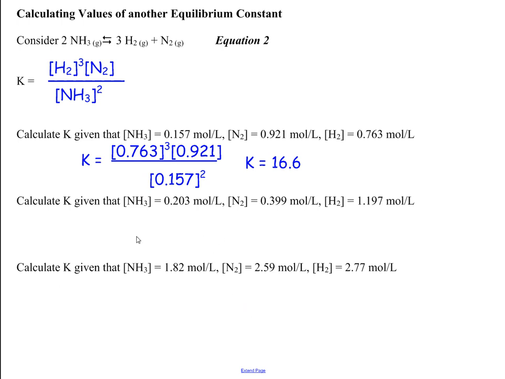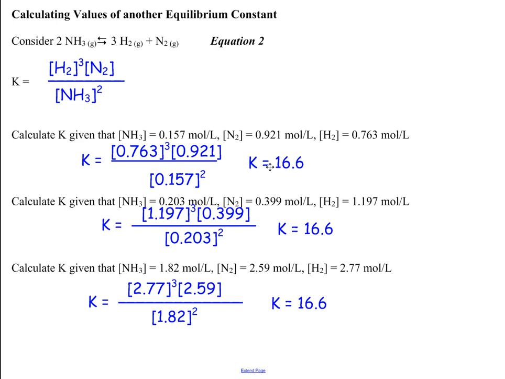Okay, so hopefully you've been able to figure out that all three of these are 16.6. The point is that the ratio of products over reactants for this equation at this temperature is always 16.6. Doesn't matter how much nitrogen and hydrogen I have, if it's in a ratio with ammonia that gives me a K equals 16.6, it's at equilibrium.